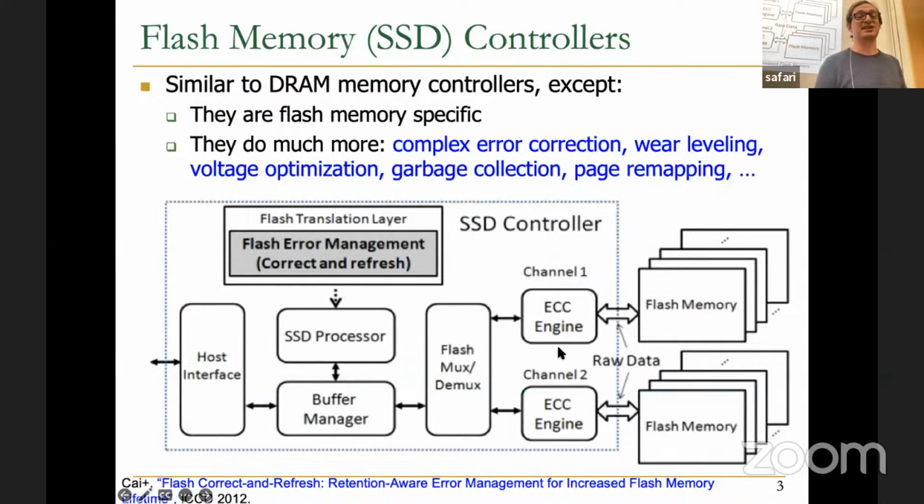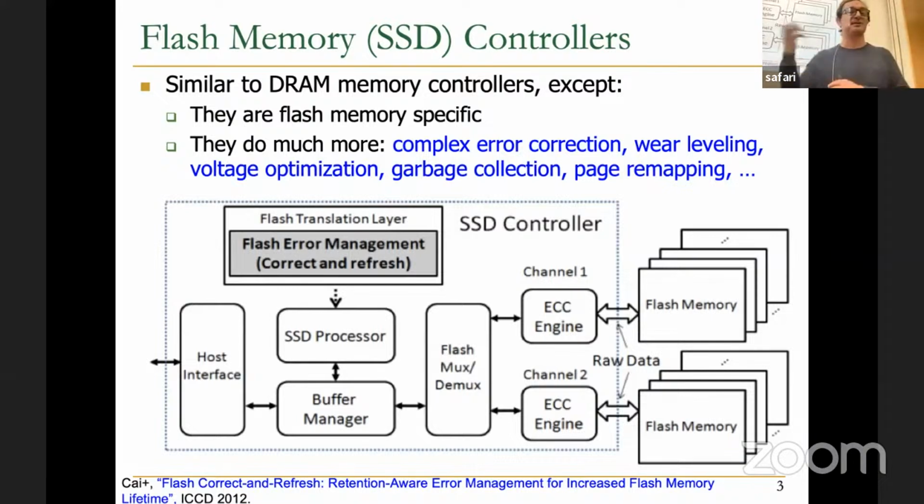For example, there's sophisticated error correcting codes, as we will see later on. There are sophisticated mechanisms for wear leveling, meaning leveling the wear out across different cells so that no one cell goes bad much earlier than other cells. They do a lot of voltage optimization so that the data that you read is accurately read. You don't get errors, or you minimize the errors so that error correcting codes can correct them. They do things like garbage collection, because whenever you write to a flash cell, whenever you erase a flash cell, you need to reallocate it potentially.